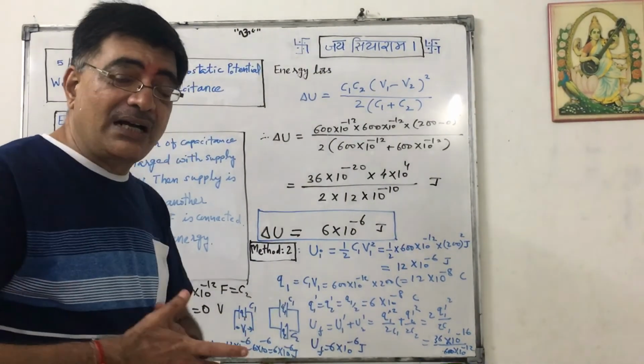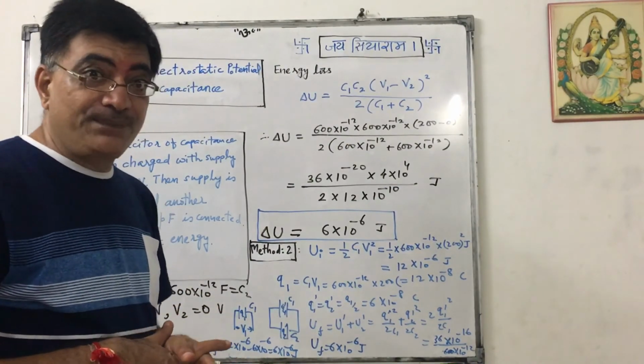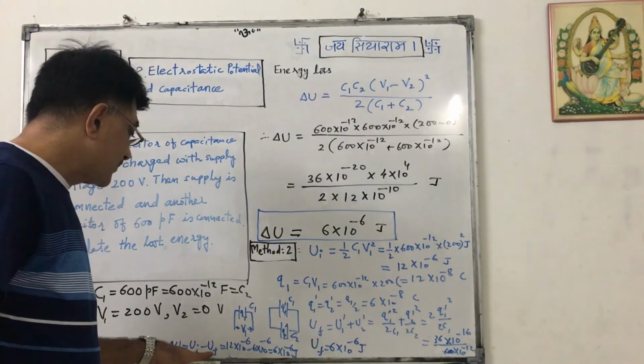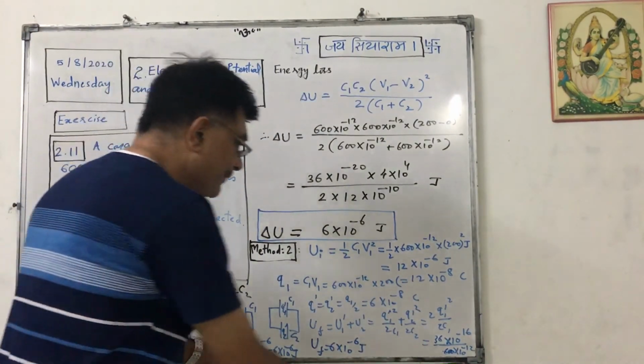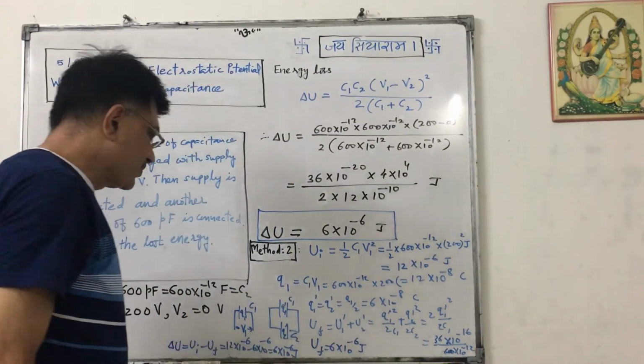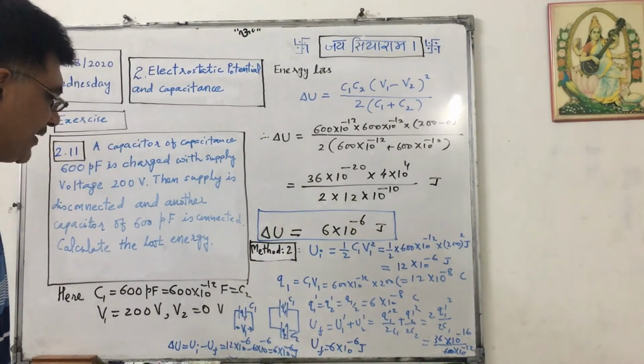Now we are asked the energy lost. That will be equal to initial energy minus final energy. Initial energy was 12 into 10 raised to minus 6 minus 6 into 10 raised to minus 6. So the answer is 6 into 10 raised to minus 6 joule.